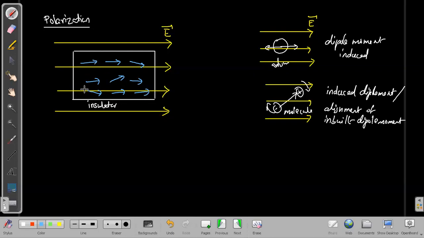Pictorially or graphically, you can see that if you apply the external electric field, there will be alignment of the physical electric dipole moments almost along the direction of the electric field. And some dipole moments are induced here. So these dipole moments are producing some charge separation. Now how will you characterize this charge separation? Due to this dipole moment, there will be some charge separation here.